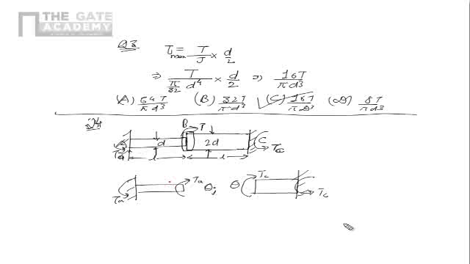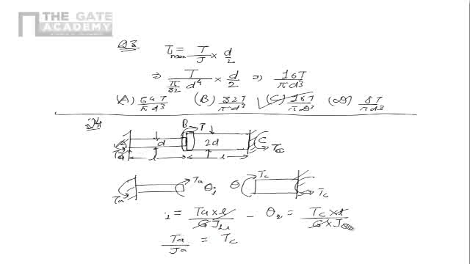So the angle of twist is equal. Theta 1 is TA into L upon G into JA, which is the same as theta 2, which is TC into L upon G into JC. JC is the second portion's polar moment of inertia. Now in this case, L and G are equal, so they cancel out. So TA upon JA is equal to TC upon JC. That's the relationship. Higher the diameter, higher its torque carrying capability.